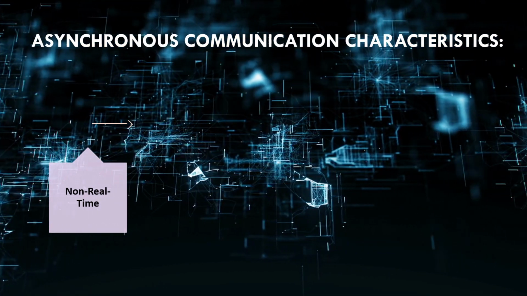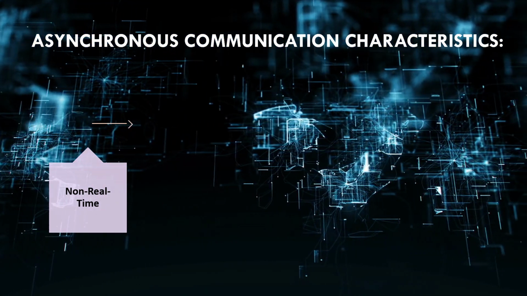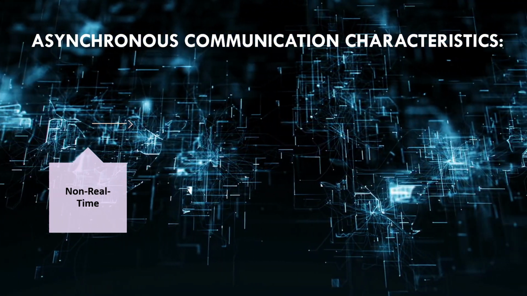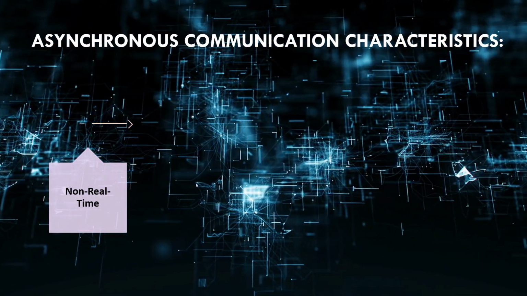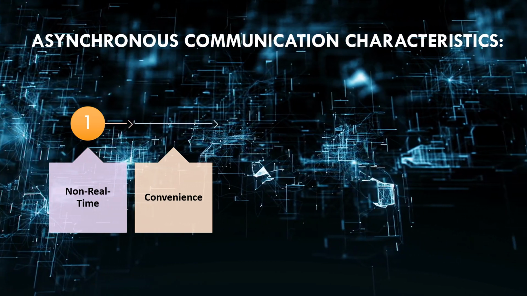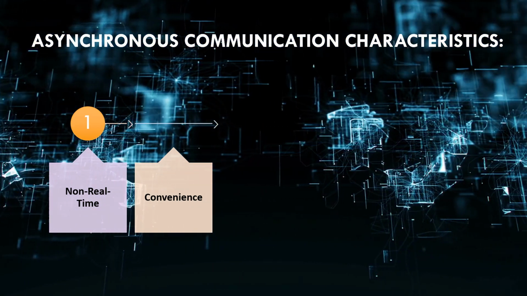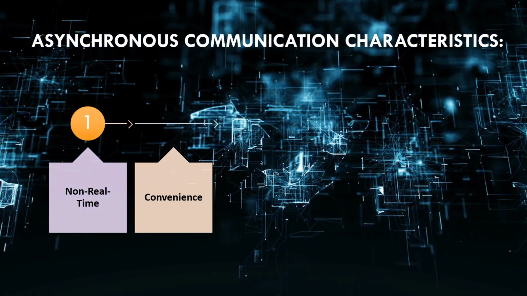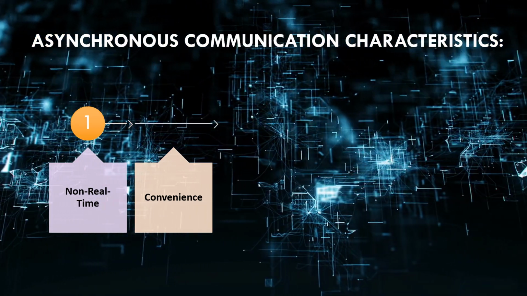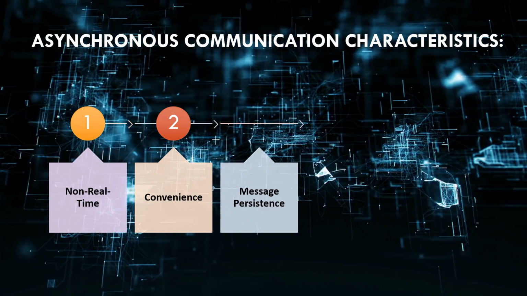The first one is non-real time. Asynchronous communication allows for delays between message transmission and reception. So participants can communicate at their convenience until the messages are stored and they are received. The next one is convenience. Asynchronous communication offers flexibility, allowing individuals to communicate when it's most convenient for them. This is particularly useful when dealing with participants in different time zones or busy schedules.